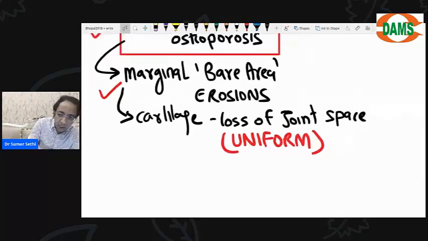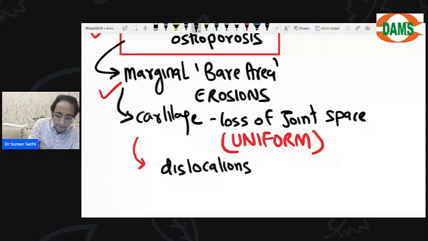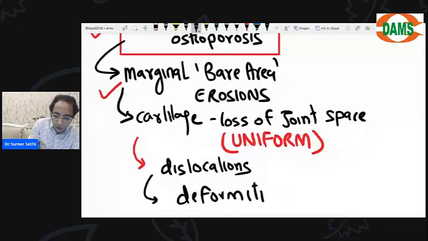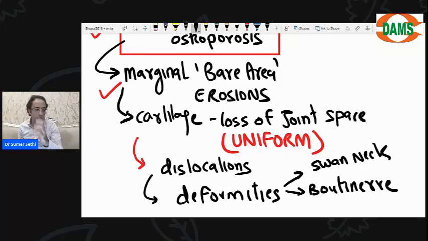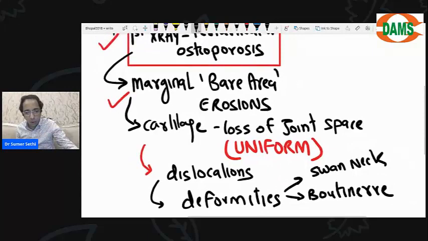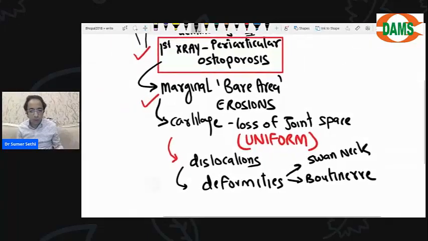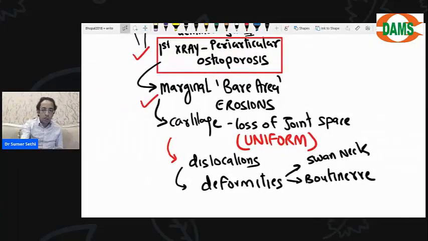Then what will happen after that? After that, you will develop things like dislocations and deformities, which you will study in your other subjects. You might have heard of things like swan neck deformity or boutonniere deformity. So the hands and fingers will become deformed, which you will read when you read deformities in other subjects. Don't worry about that. My goal is to draw a comparison.